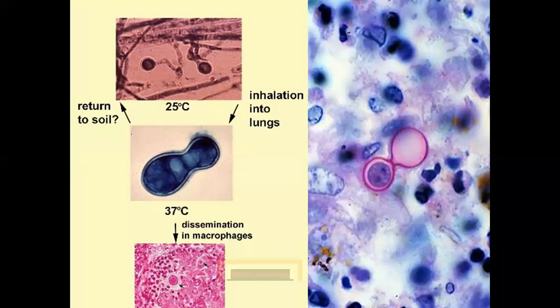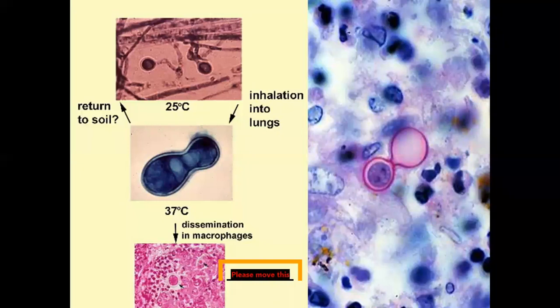Three of the systemic fungi. Systemic fungi mostly cause infection in the lungs because the spores are inhaled through the respiratory tract. Two of the systemic fungi we did previously, they were Cryptococcus and Aspergillus, and Mucor also.